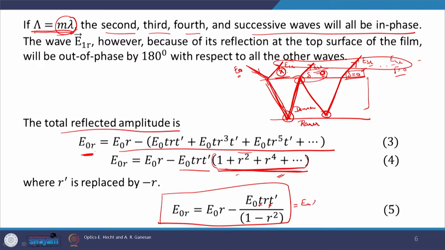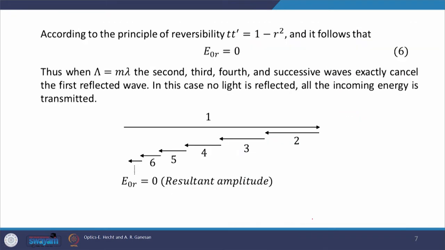Yeah, E naught R minus R, E naught R, TT prime is 1 minus R square, and in the denominator we have 1 minus R square. This will go away, okay, and this 2 will go away, and we are left with 0 on the right hand side, and therefore the total reflected amplitude is equal to 0. Okay, I repeat. If the optical path difference is an integral multiple of lambda, then in multiple beam interference, the resultant electric field amplitude is equal to 0.